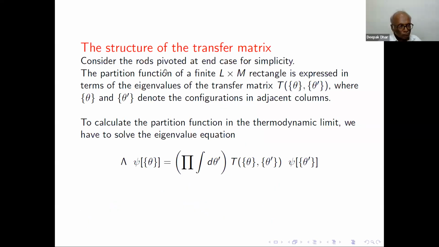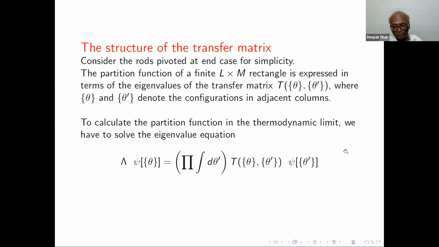Okay, so now we come to the end of the lecture, sort of. The structure of maybe 5 minutes. The structure of the transfer matrix. So consider rods pivoted at the end for simplicity. Then there is an angle theta, and at the next point there is a theta prime, and the standard transfer matrix formula for solving this problem will be to solve this eigenvalue problem. Integral over theta prime of T psi of theta prime is equal to lambda psi of theta. This is the eigenvalue, this is the transfer matrix.